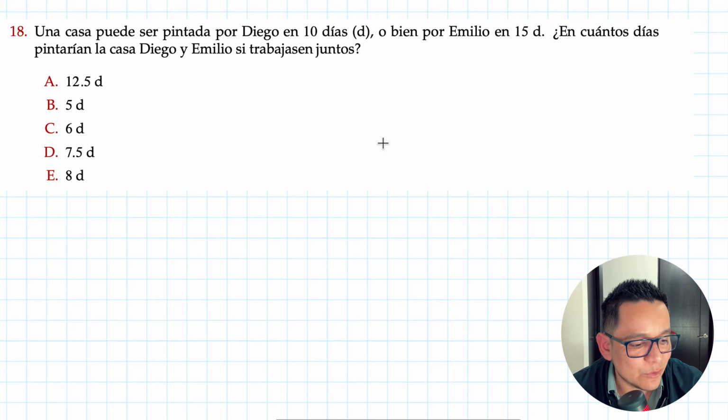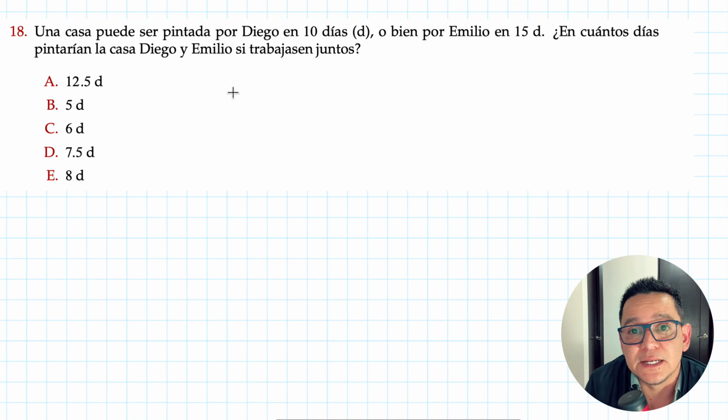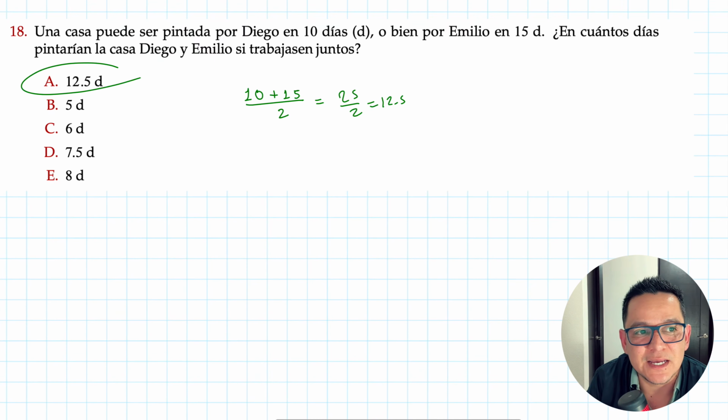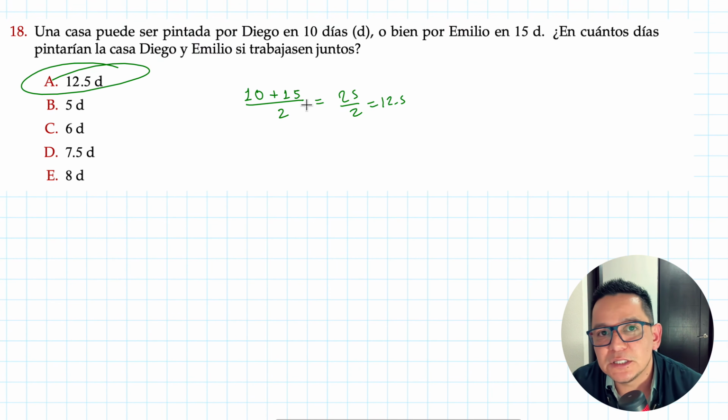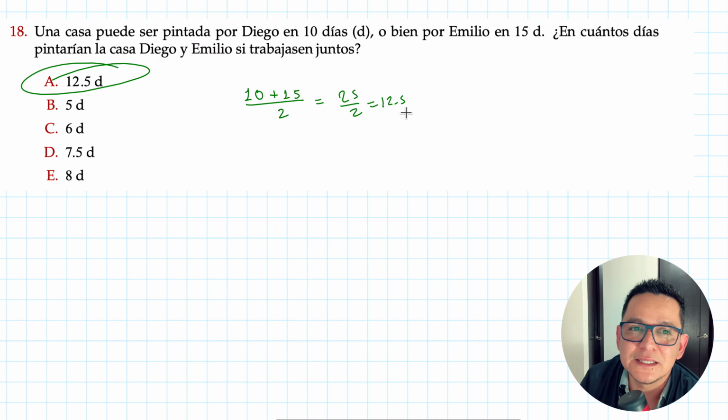Let's see here. Something that I think is very common to do is the following. Normally, people say, oh well, what I'm going to do is add 10 plus 15 and divide by 2. Okay, and that would be wrong, right? 10 plus 15 equals 25. Divided by 2 is 12.5. They say the correct answer is A, but that doesn't make sense. Why do I think that? Because if Diego alone takes 10 days and Emilio alone takes 15 days, how is it possible that together they would take that long? 12.5 days.